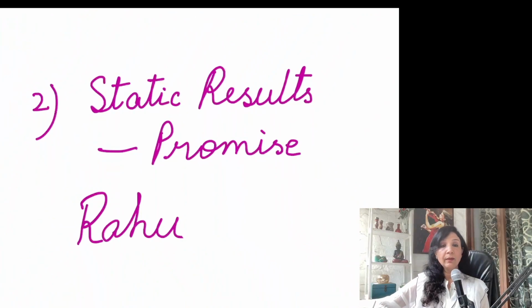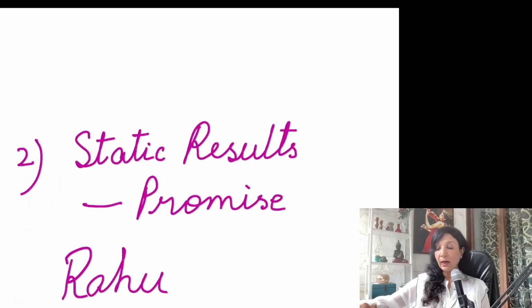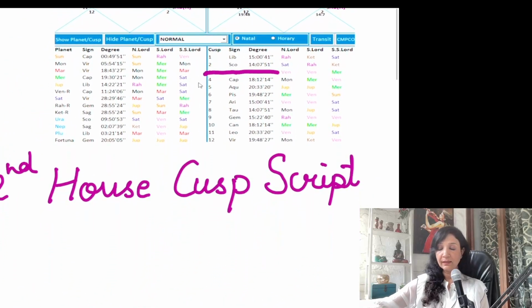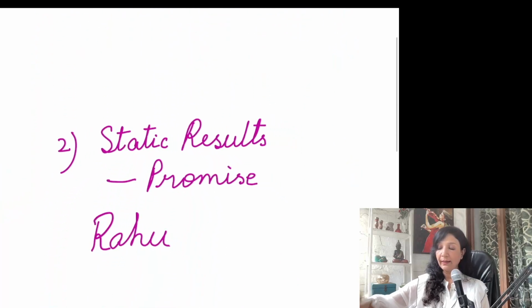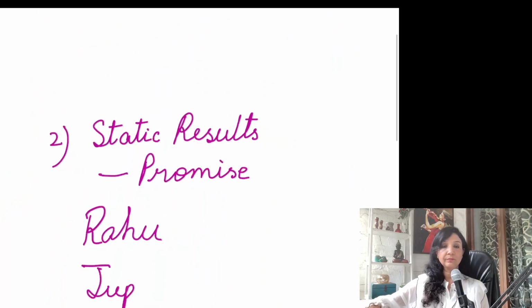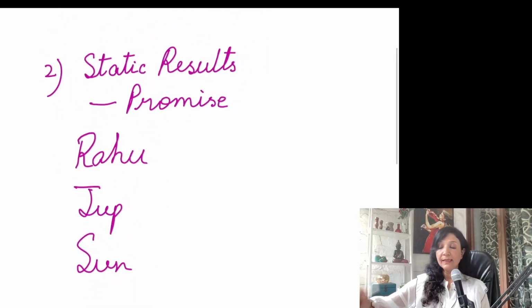And for Rahu, we will check the star of Rahu. So Rahu is in which star? And what is the star of Rahu? Rahu is in Jupiter's star. So we will check over here. Rahu is in Jupiter's star and Sun sublord. So we will write Rahu and then Jupiter's star. And Sun is the sublord over here. So again, static results, promise is to be checked. So Rahu is to be seen.